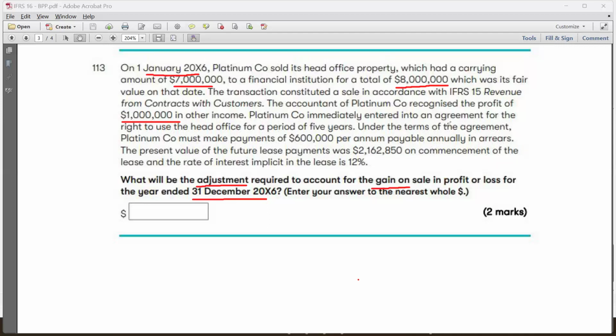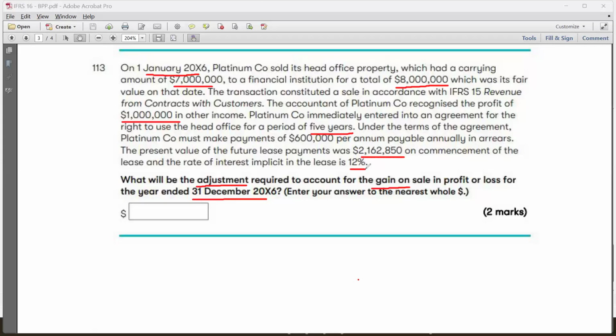Okay, so Platinum Co immediately entered into an agreement for the right to use the head office for a period of 5 years. So here there is this total value, which is 8 million, and they have entered into the contract for 5 years. Under the terms of the agreement, Platinum must make payments of 600 per annum, payable annually in arrears. The present value of the future lease payments is 2,162,850. So this is the present value of whatever payments we are going to make in future, and the rate implicit in the lease is 12%.